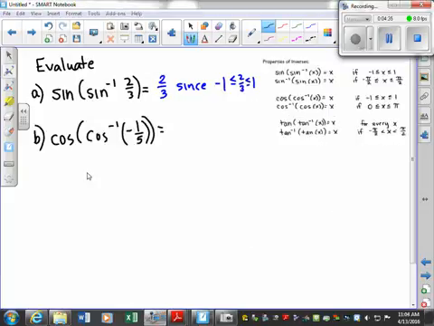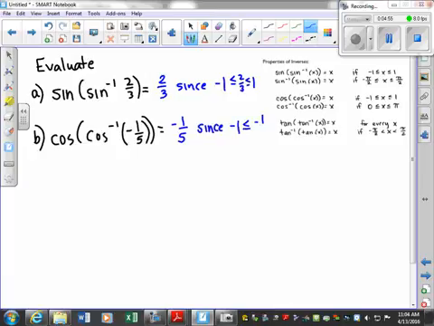Okay, what do you think about this one? So cosine times cosine inverse of -1/5. That's going to be this one right here. It's just equal to x, which is -1/5, and we need to make sure, does it fall in our region from -1 to 1? And we would say yes, since -1/5 is in between.